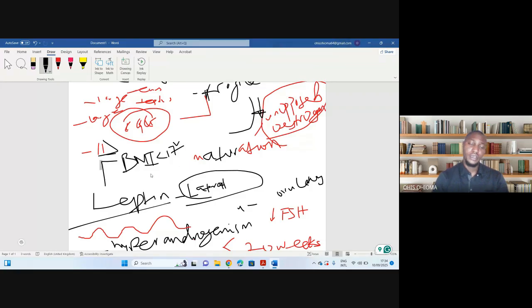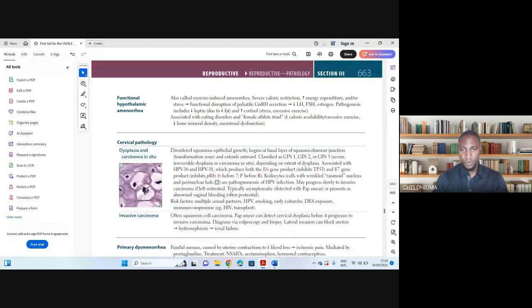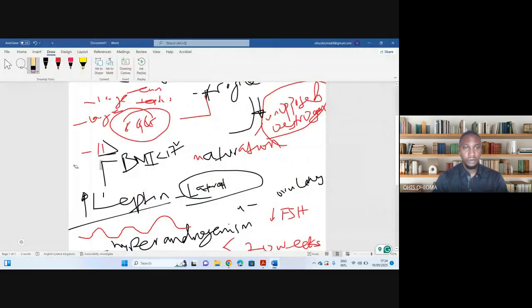So it has been postulated in patients with functional amenorrhea that there's an increase in this hormone. Sorry, got that wrong. So one of the pathophysiological mechanisms that's behind this is that cortisol is increased.